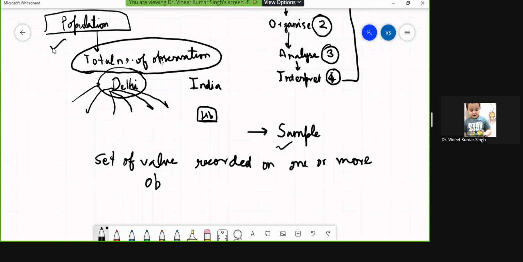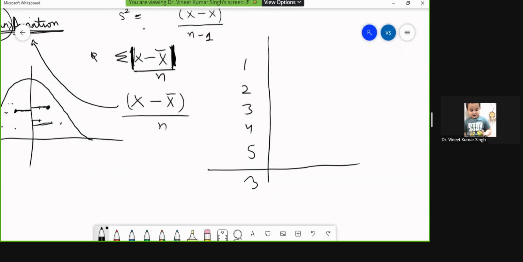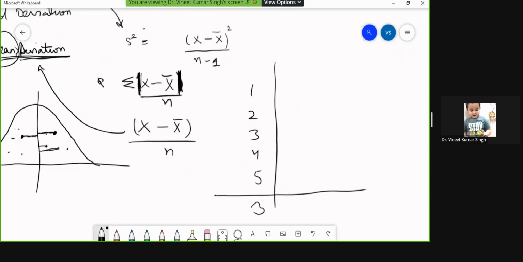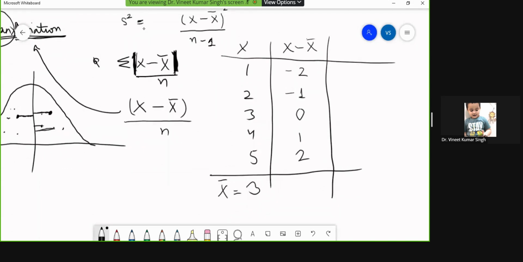अभी बताते हैं. Suppose 1, 2, 3, 4, 5. This is a data set. इसका mean होगा 3. Let's find x minus x bar. This is x minus x bar. This is x bar, which is the mean. So x minus x bar will be minus 2, minus 1, 0, 1, 2. ठीक है. अगर हम सम करेंगे तो आएगा 0. ओके.